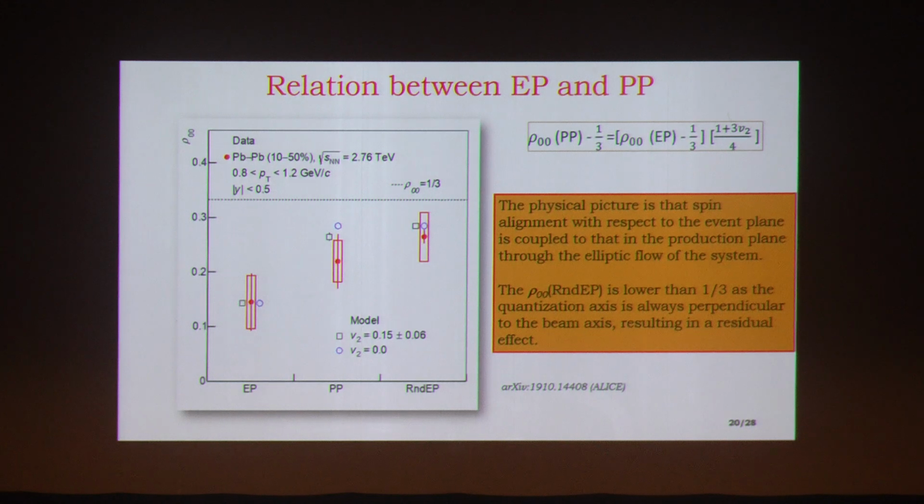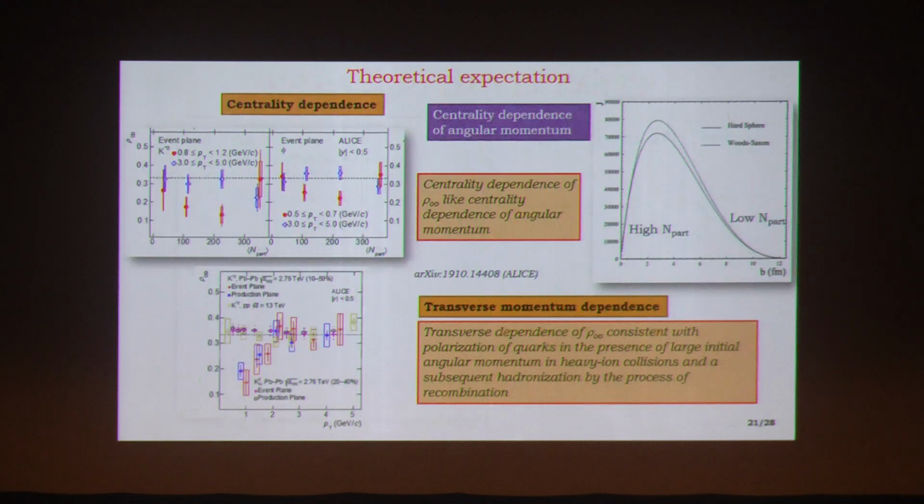Now we also try to figure out, is there a relation between the production plane and the event plane results? They are related through the collective phenomena V2, and we did a simple model calculation to understand this hierarchy of rho 0, 0 with respect to event plane, production plane and random plane. This randomization has been done here in 2 dimensions, so there is still a common axis, and if one does a 3-dimension randomization, which we did subsequently, it is consistent with 1/3. So that's the connection between the 2 event planes.